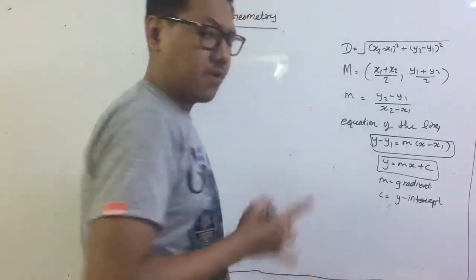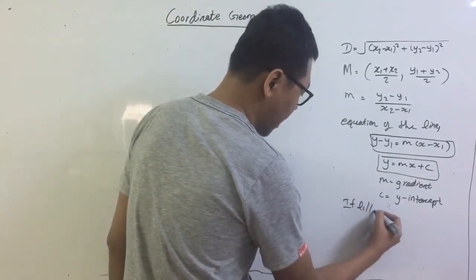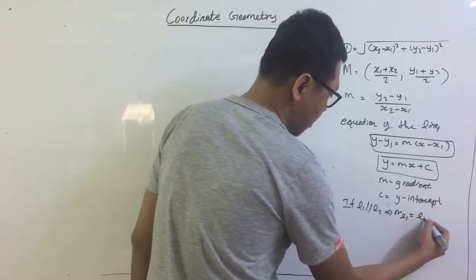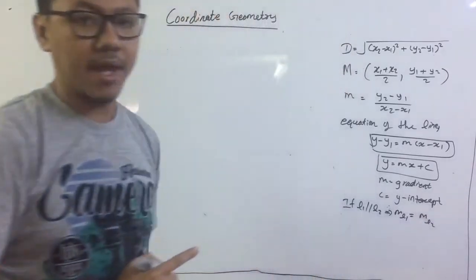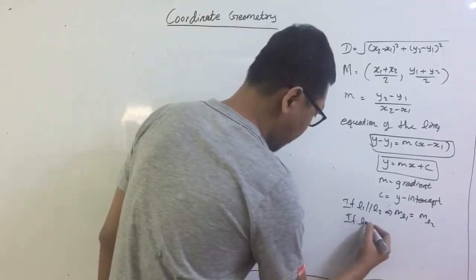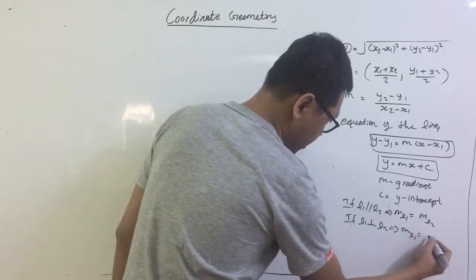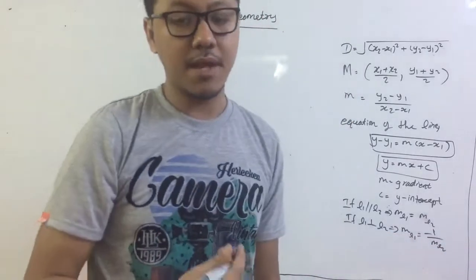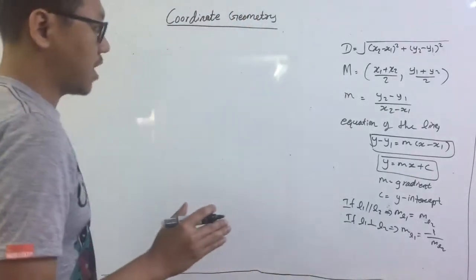And then, if two lines are parallel, if line 1 is parallel to line 2, the slope of line 1 is equal to the slope of line 2. M is the slope, right? If line 1 and line 2 are parallel, the slopes are the same. And if line 1 is perpendicular to line 2, the slope of line 1 is minus 1 by the slope of line 2, which we call the negative reciprocal. Okay, these are the formulas, and there's also the area of triangle formula.